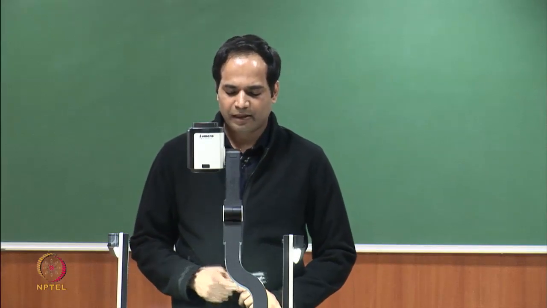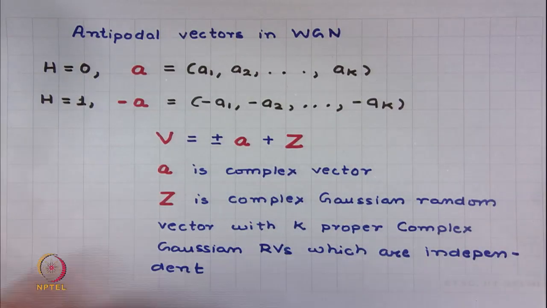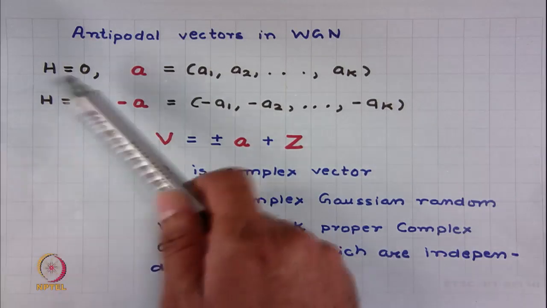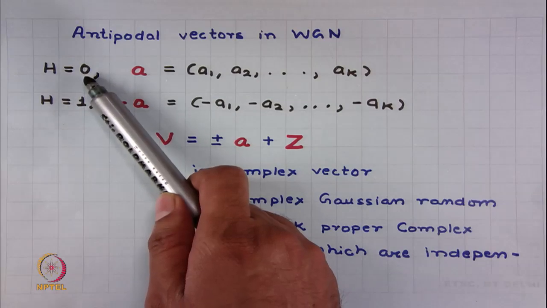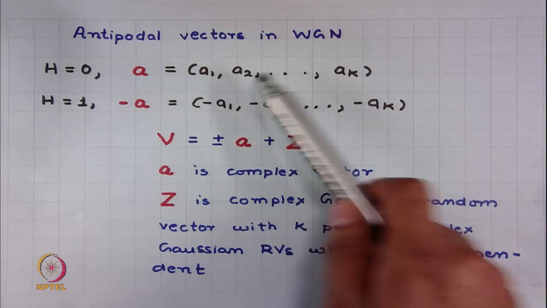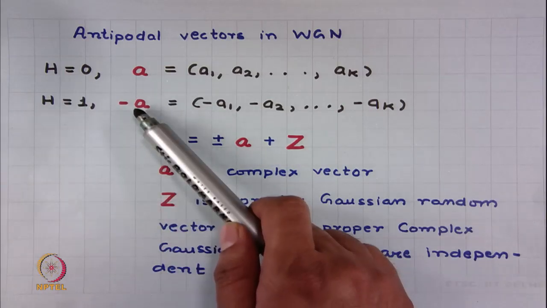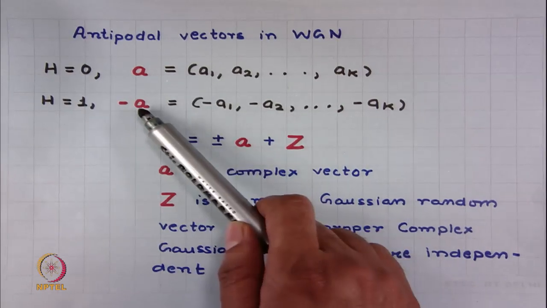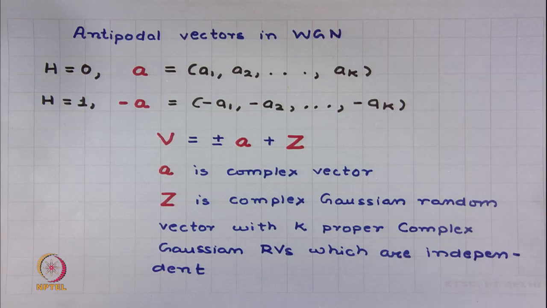Okay. And we will see that detection of vectors is not different from detection of a single numerical value. So, let us assume that we have two hypotheses. So, we are considering the antipodal case. When the hypothesis is 0, that means when we have to transmit bit 0, we send a vector a with coefficients a1, a2 up to ak. And when we have to transmit hypothesis 1, we transmit the vector minus a, and thus the coefficients of this vector are minus a1, minus a2 up to minus ak.